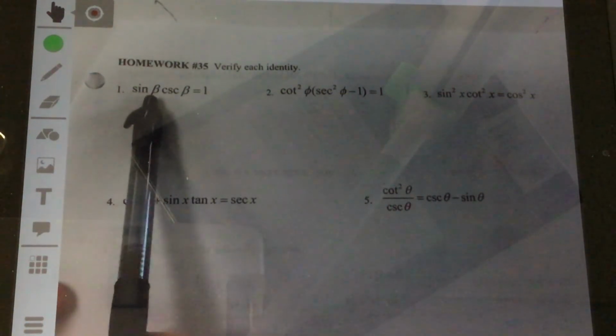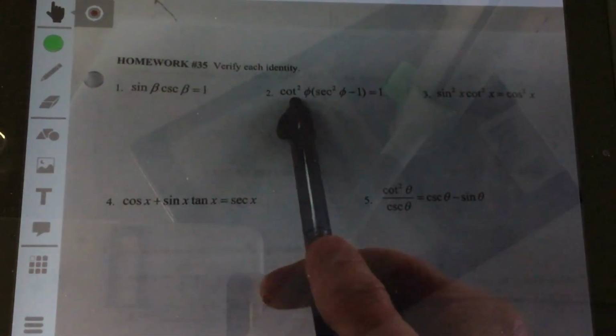Some of these use variables like beta, which is like the B in the Greek alphabet. This is another variable, so you'll see some strange variables in there. I think this might be sigma. No, I think this is phi or something like that. You'll see different variables in here, but you don't even need to write the variables if you don't want to. Just try to get the cotangent squared times the secant squared minus 1 to equal 1.